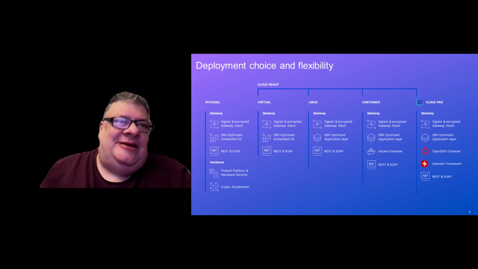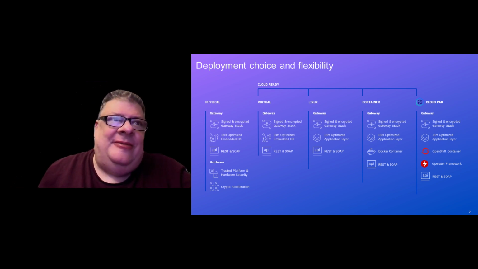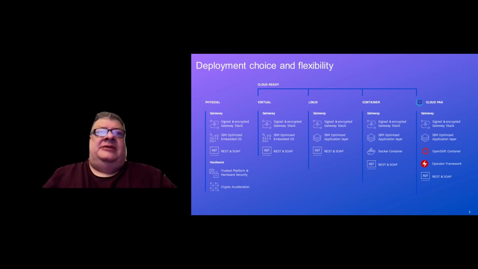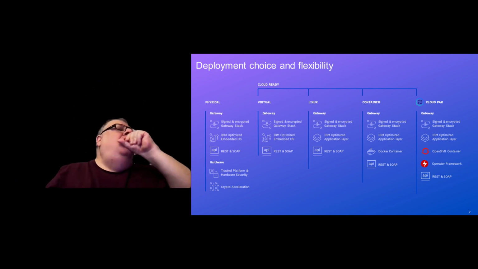But first off today, because I think most of you are here to hear about the X3, let's start with that.